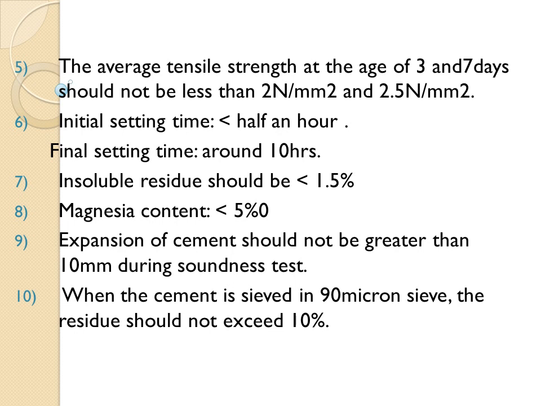Insoluble residue should be less than 1.5%. Magnesia content should be less than 5%. Expansion of cement should not be greater than 10 millimeter during soundness test. When the cement is sieved in 90 micron sieves, the residue should not exceed 10%.